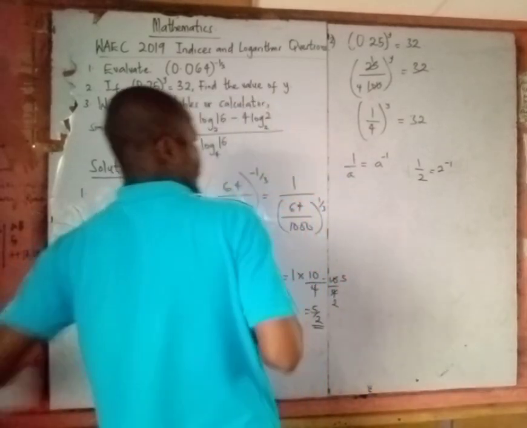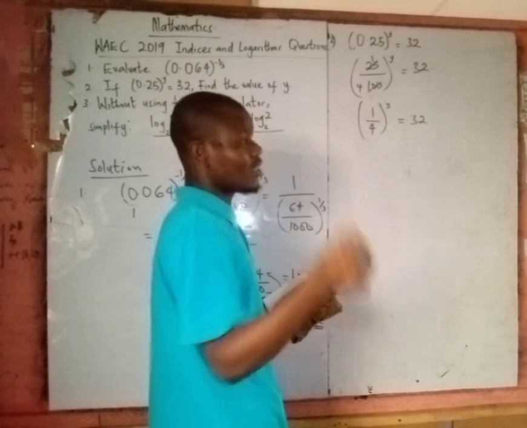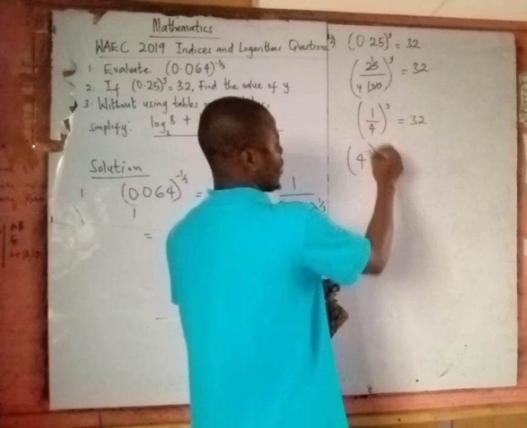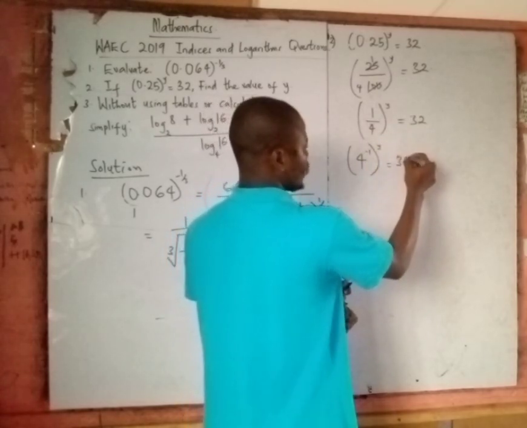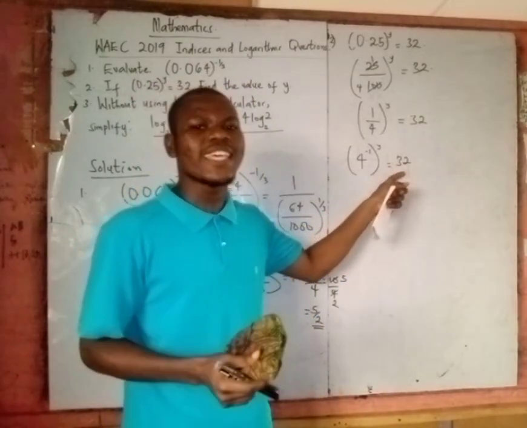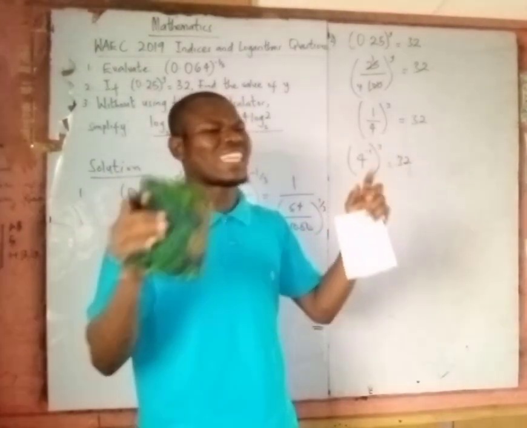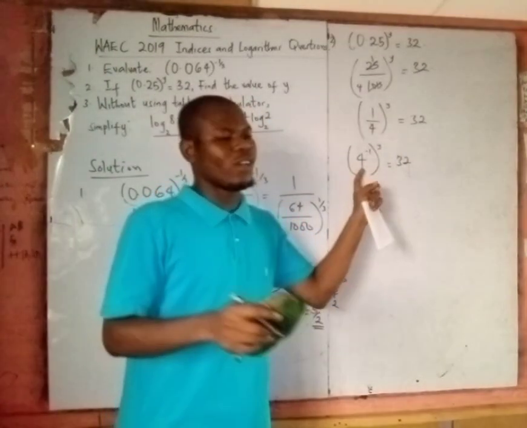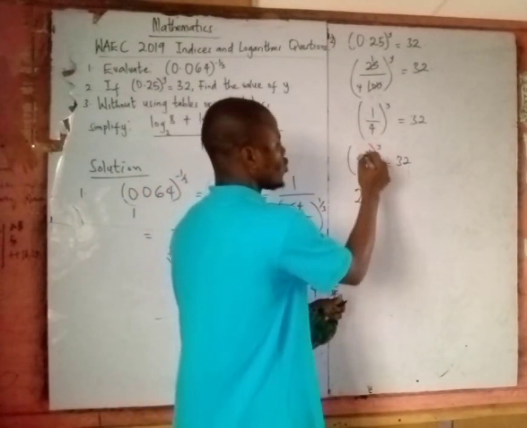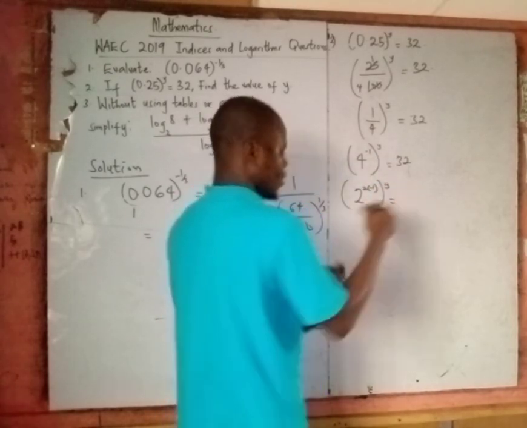So in this case, 1 over 4 from the inverse law is 4 to the power minus 1, and everything is to the power y equals 32. Now we want to write 4 and 32 in the same index form, to convert both to the same base. So 4 gives us 2 to the power 2, because 2 times 2 is 4. Then you multiply by minus 1, so everything is to the power y equals 32.